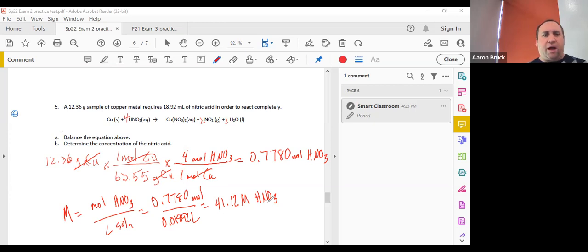And so the trick I would always use for something like this is, if you don't know exactly where to go or what to do, start with the conversions that you can make. I know I have a mass of copper. Well, I can turn that mass of copper into moles by dividing by the molar mass. I can turn the number of moles of copper into moles of nitric acid.